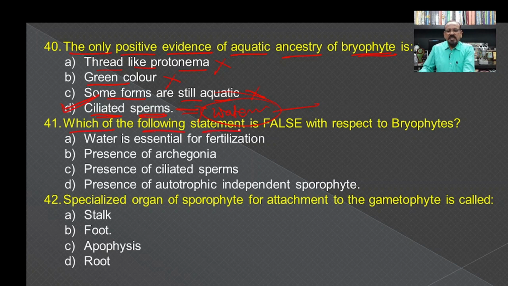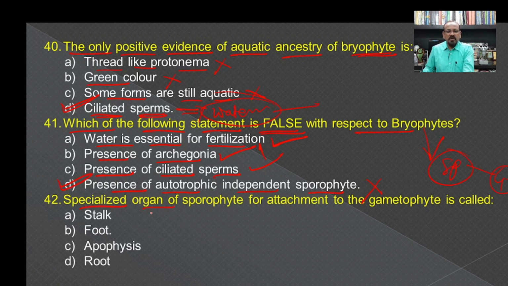Which of the following statements is false with respect to the bryophytes? Number 1, water is essential for fertilization as the sperms or antherozoids are motile or ciliated. Presence of archegonia in the bryophytes is common. Presence of ciliated sperms is also the same as water being essential for fertilization. The presence of an autotrophic independent sporophyte is the wrong one, because in the bryophytes the sporophyte depends on the gametophyte, and hence D will be the correct answer for this question.